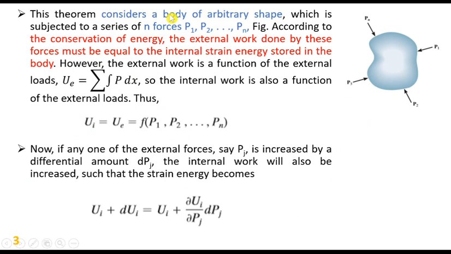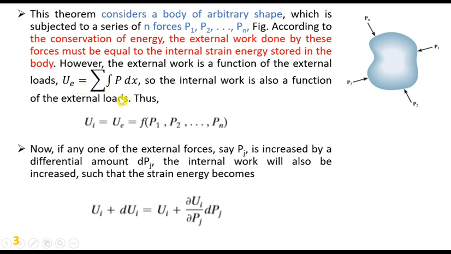This theorem considers a body of arbitrary shape which is subject to a series of n forces, P1, P2, Pn, arbitrarily different forces. According to conservation of energy, the external work done by these forces must be equal to the internal strain energy stored in the body. So external should be equal to internal. However, the external work is a function of the external load.